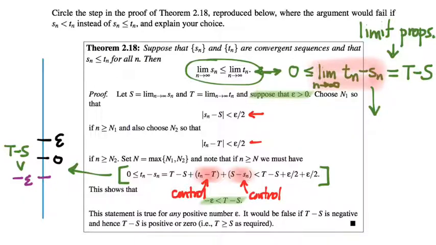So why does that prove that t minus s is equal to, well, it doesn't prove that t minus s is equal to 0. But why is it not possible for t minus s to be negative? Let's run this by contradiction. If t minus s were negative, then why would this be a problematic argument?